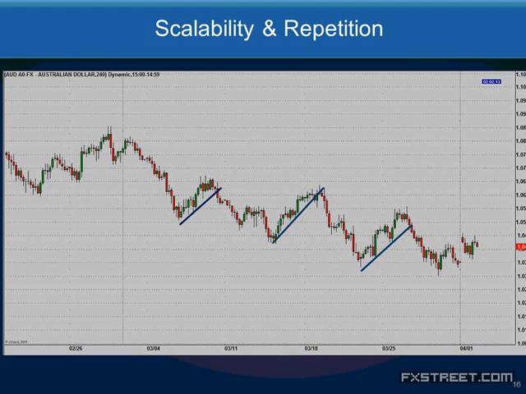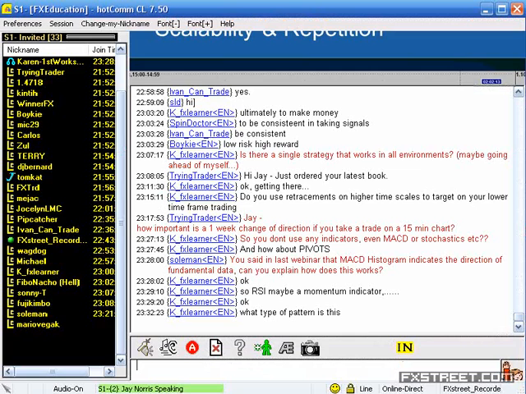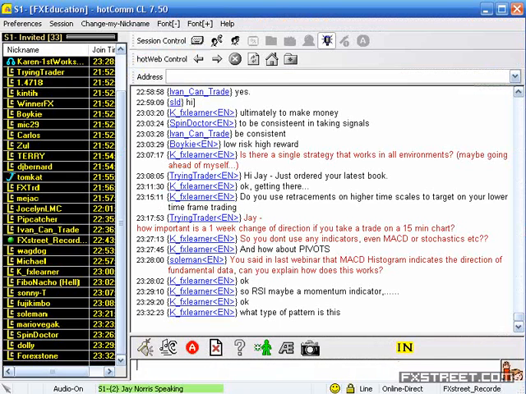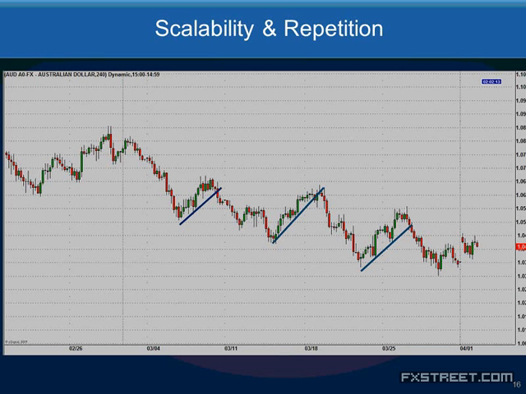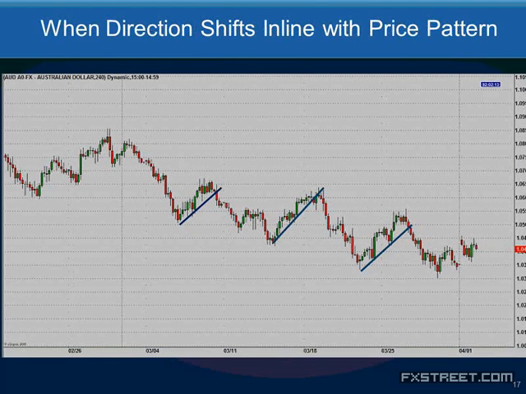FX Learner, what type of pattern is it? It's a pattern of lower highs and lower lows, reflective of negative day-to-day news flow. So once again, you're interested in when direction shifts in line with the price pattern. Bam, bam, bam. Pretty simple stuff. Yeah, that's right, Ivan. It's a downtrend.